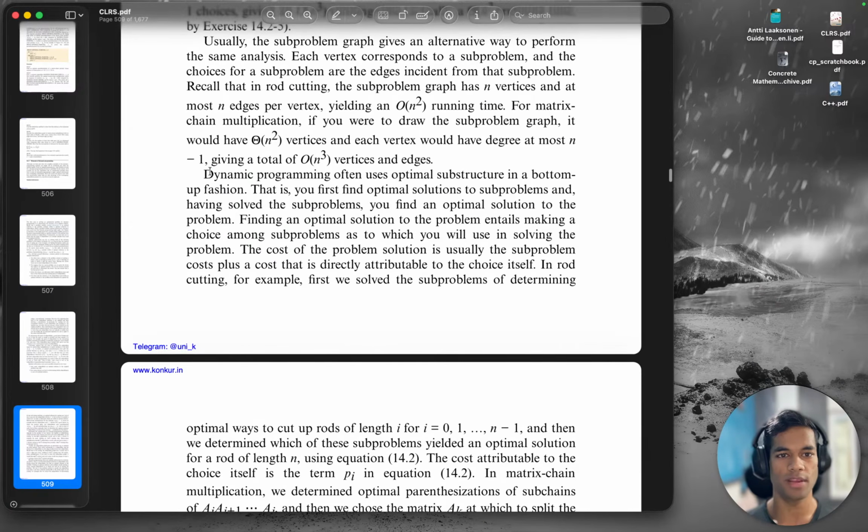Dynamic programming often uses optimal substructure in a bottom-up fashion. Yes, it does use optimal substructure. It has to have optimal substructure, but we don't always have to apply the bottom-up fashion, because it is a bit harder compared to recursion. But bottom-up is faster because of no function calling overhead, since we are only using loops instead of function calls. You first find optimal solutions to subproblems, and having solved the subproblems, you find an optimal solution to the problem.